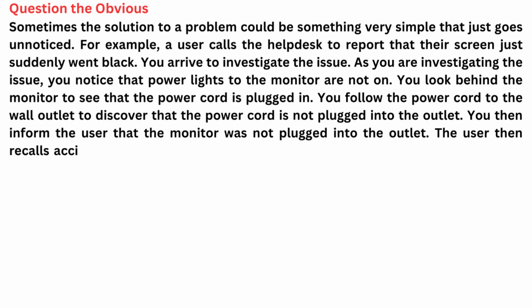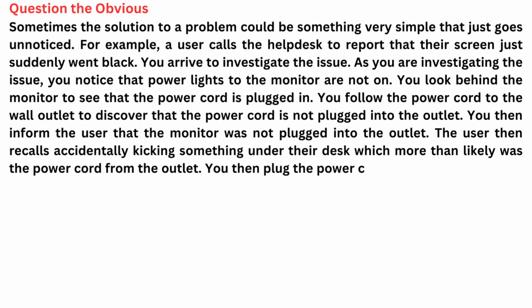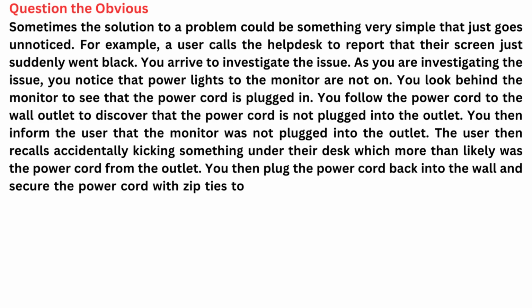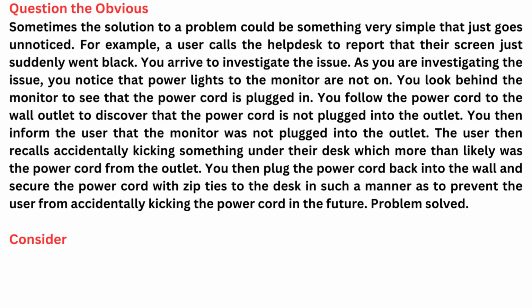The user then recalls accidentally kicking something under their desk, which more than likely was the power cord from the outlet. You then plug the power cord back into the wall and secure the power cord with zip ties to the desk in such a manner as to prevent the user from accidentally kicking the power cord in the future. Problem solved.